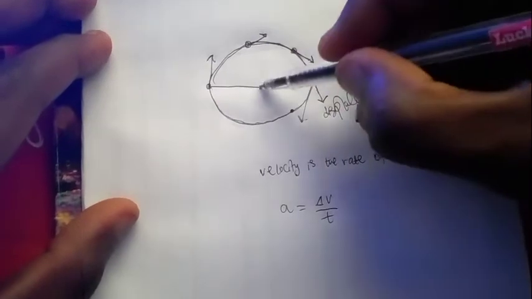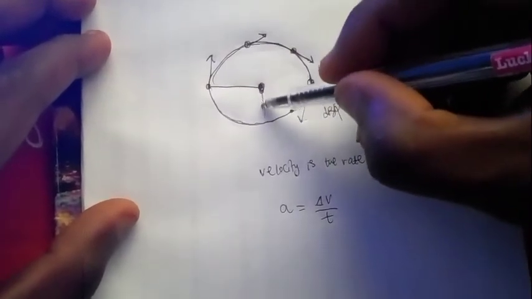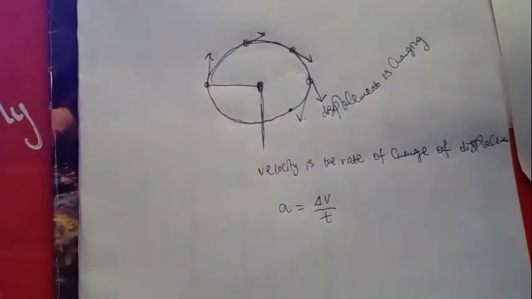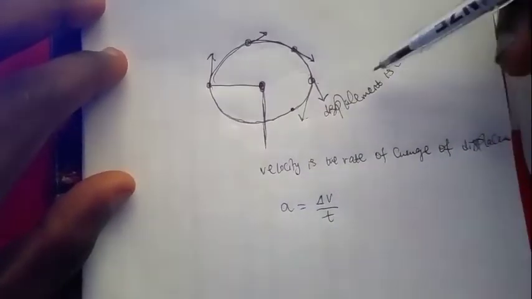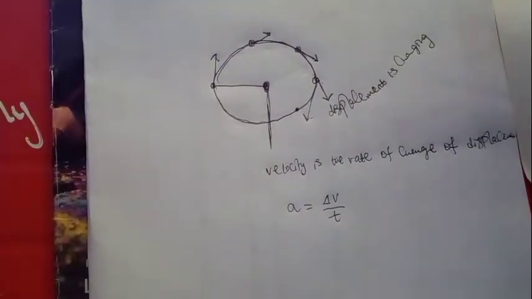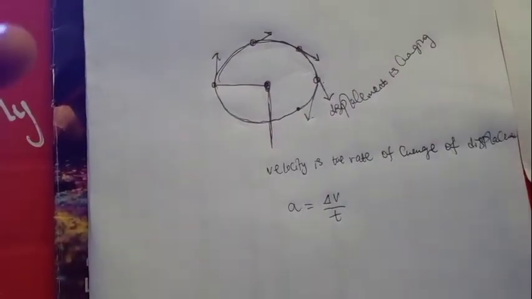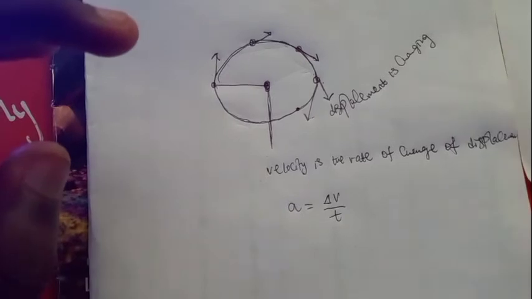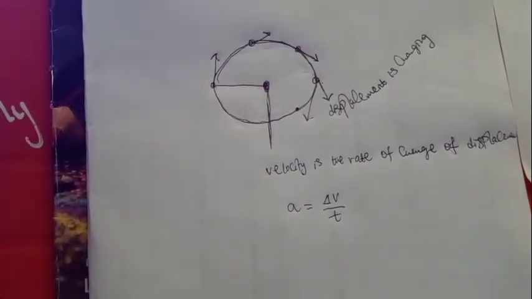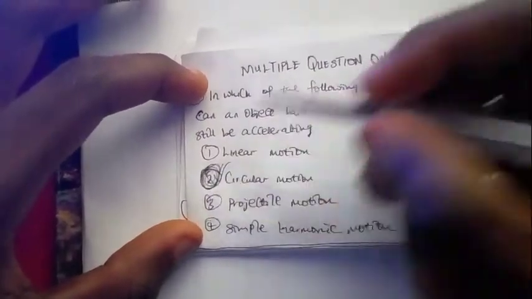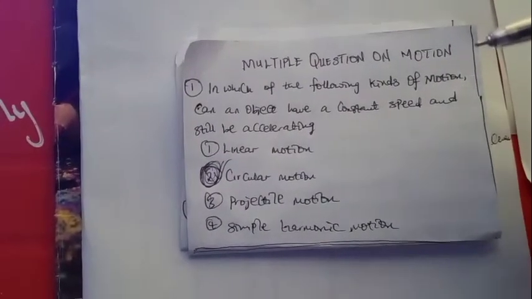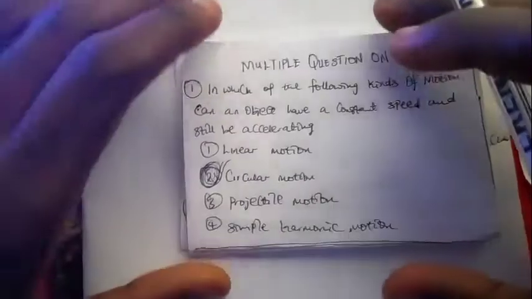The speed will not change because speed is a scalar quantity and it has nothing to do with direction. But the velocity will change and the acceleration too will change. So any particle moving along a circular path has a change in velocity, has a change in acceleration, but the speed is constant. So that's how number 2 is the answer. So note that in circular motion, the velocity changes, the acceleration changes, but the speed is constant.